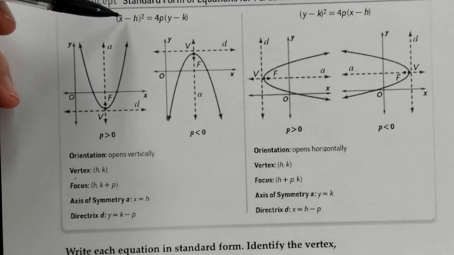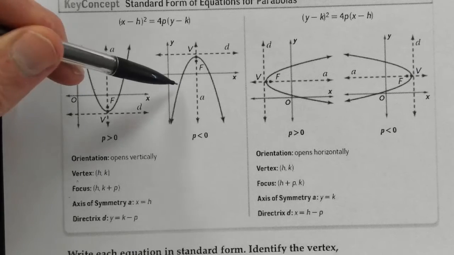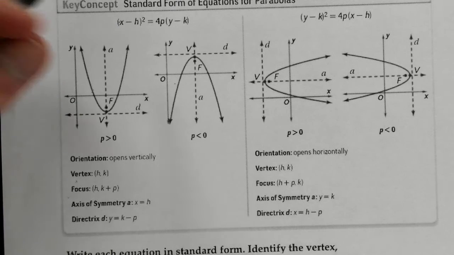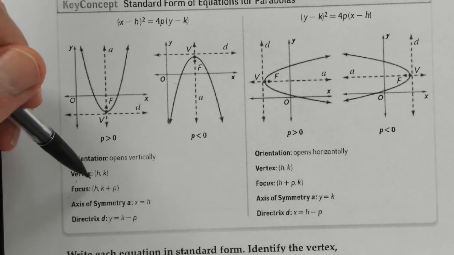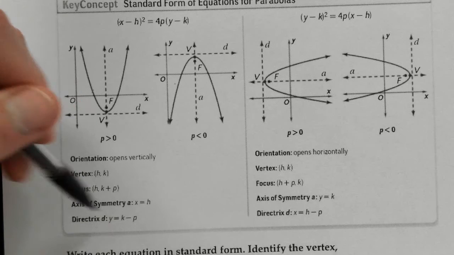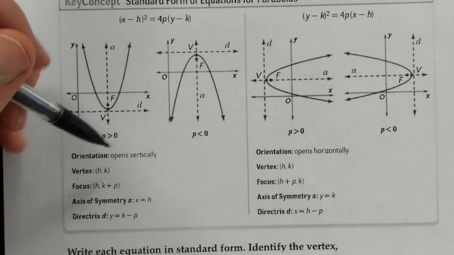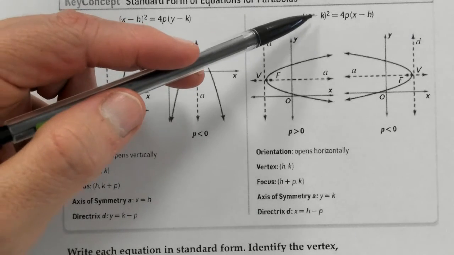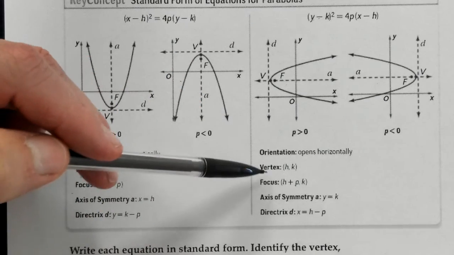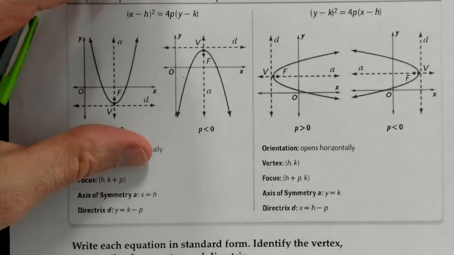So again, if the x is squared, then it either opens up or down. It gives you also a graphic and a visual. And again, it gives you the vertex, how to get the focus, how to get the axis of symmetry, and then how to get the directrix as well. And likewise, if the y coordinate is squared, then it opens left or right. Same idea: it tells you how to get the vertex, the focus, axis, the directrix, and all those things.